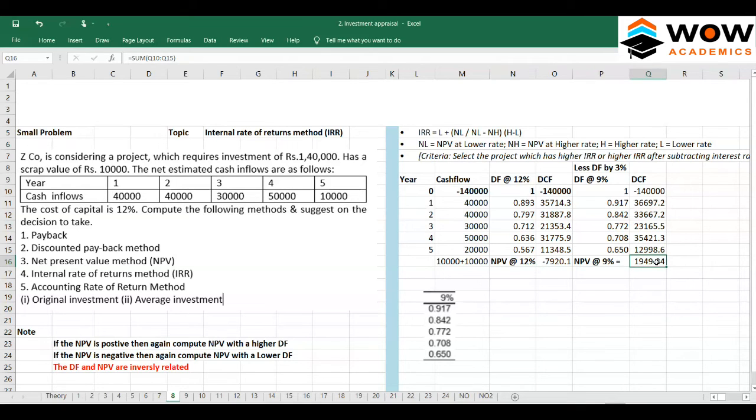So the discount factor, sorry, the IRR is between these two numbers only. Okay, because IRR is the discount factor at which NPV becomes 0. Okay, so when NPV is 0, that discount factor is IRR. So IRR is definitely between 12% and 9%. So let's see what is going to be the answer.